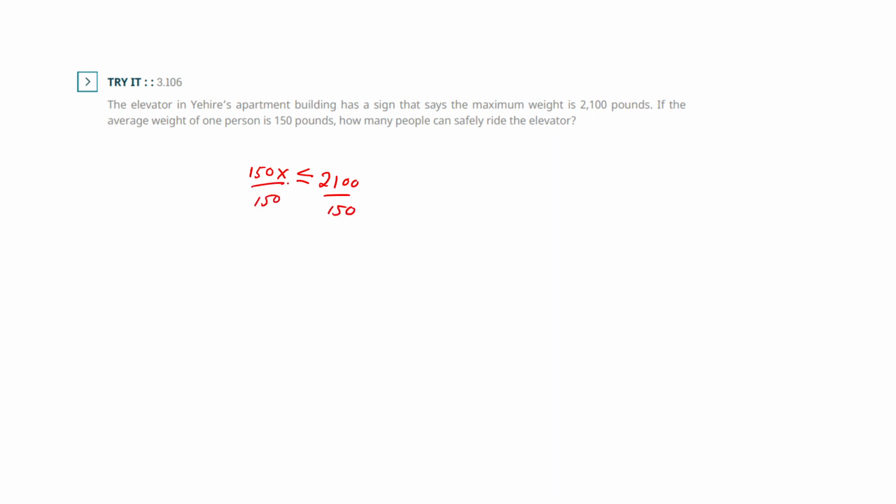So to solve an inequality, it works the same. We saw this earlier. It's the same as an equal sign. The only thing we have to worry about is if we divide or multiply by a negative. Okay, so we can have a maximum of 14 people.